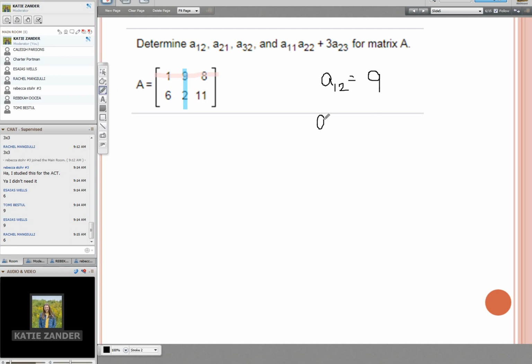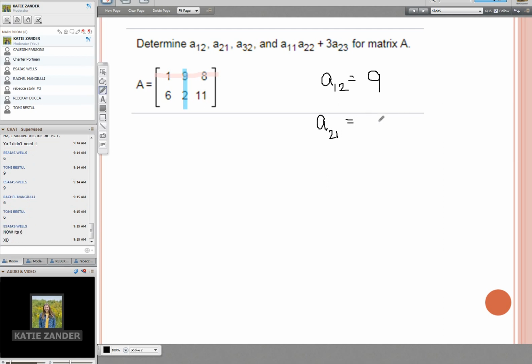What element is in row 2, column 1? So A sub 21. Now it's 6. There you go. So row 2, column 1, that's our 6.